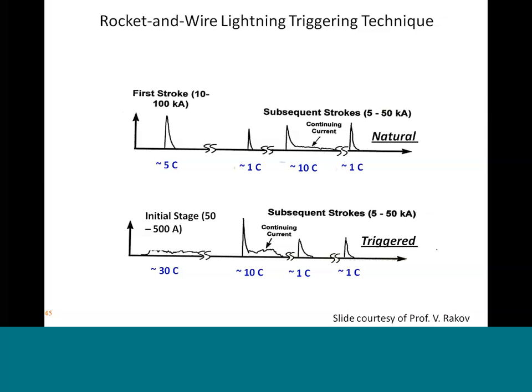triggered lightning is characterized by an initial continuous current. Some 30 coulombs of charge are transferred to the ground, and then we will have this subsequent return stroke for the two phenomena, and also the subsidiary peaks observed, which we can call the continuing current, as also here. You see, the phenomena are almost the same after the initiation of the first subsequent return stroke.